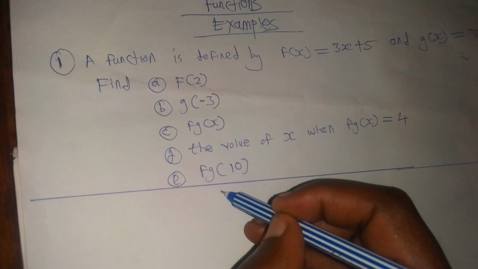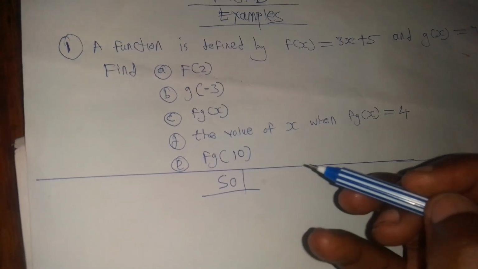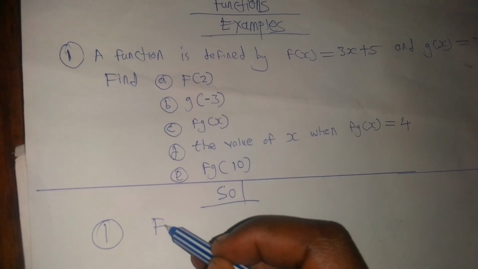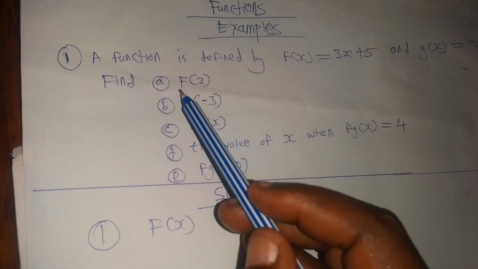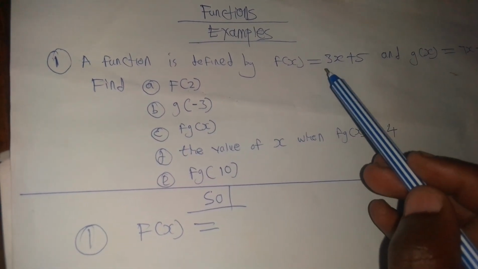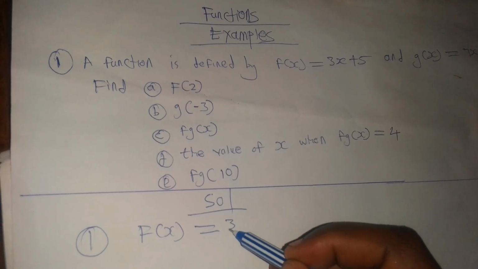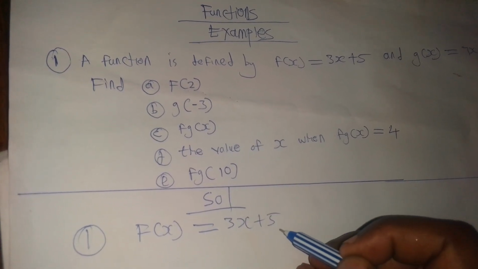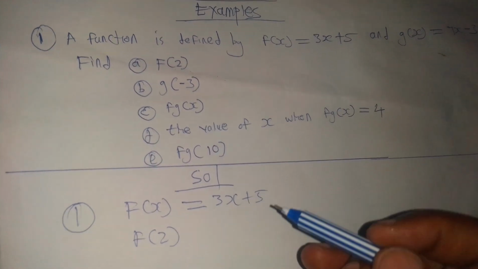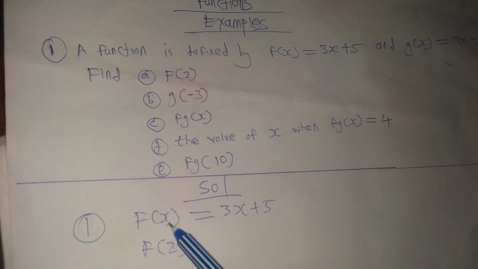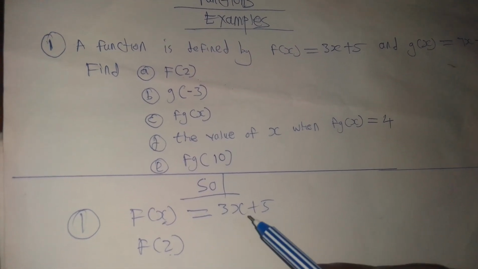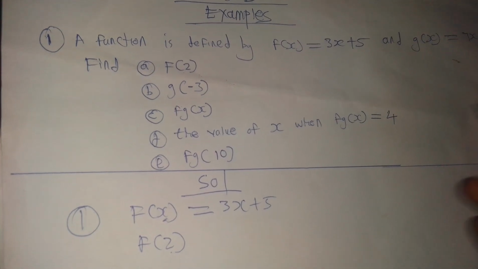Solutions, number 1. First of all, we have to know our f of x. Since here there is letter f, you use f. F of x is 3x plus 5. Now they say we should find f of 2. What it means is that where there is x, they have replaced it with 2.